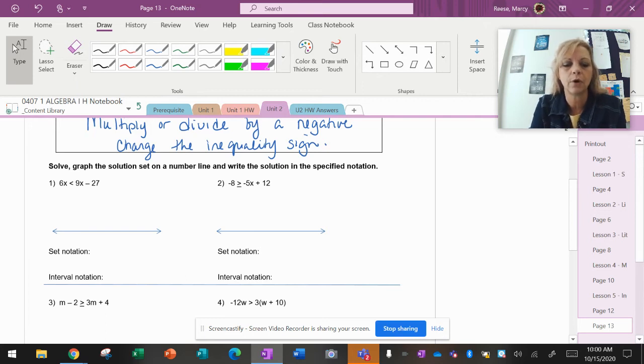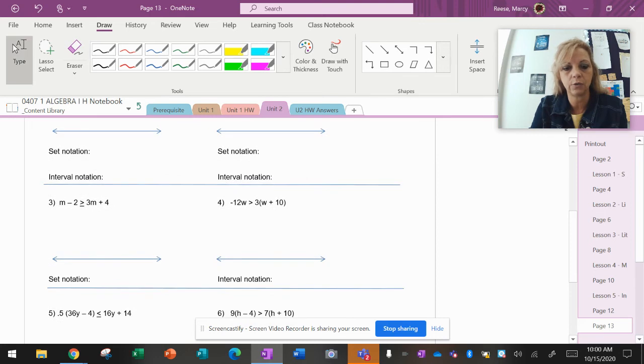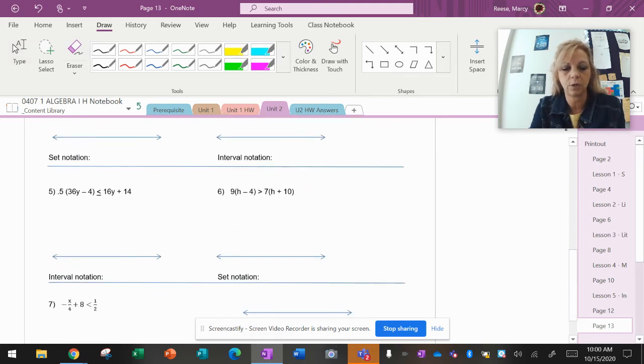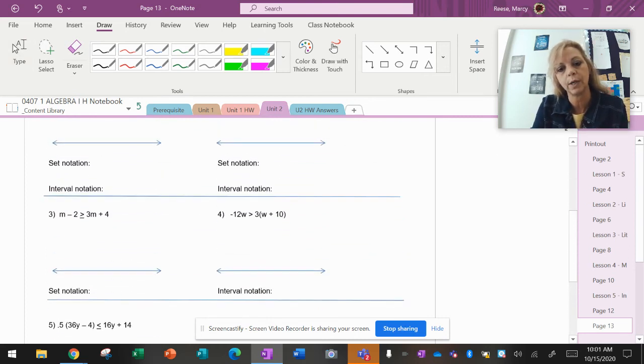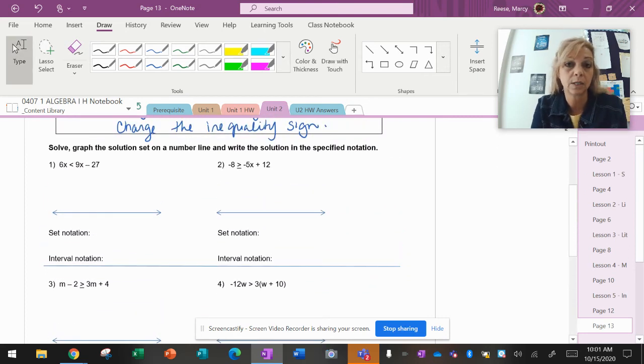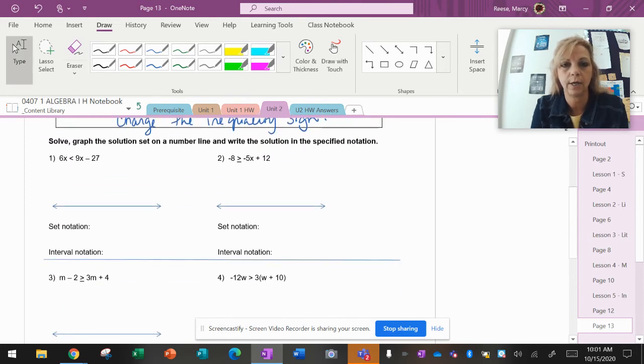We're going to solve and graph the solution set on a number line and write the solutions in the specified notation. So if I ask for set and interval, I want you to do that. If I only ask for interval, or only ask for set, as with some of them down here, you've got to be able to go back and forth between them. The first 2 are set and interval, and depending on the problem, I changed it up. All right, so we've got to solve first.